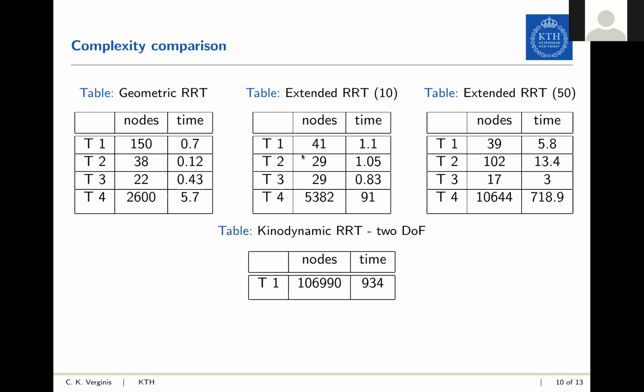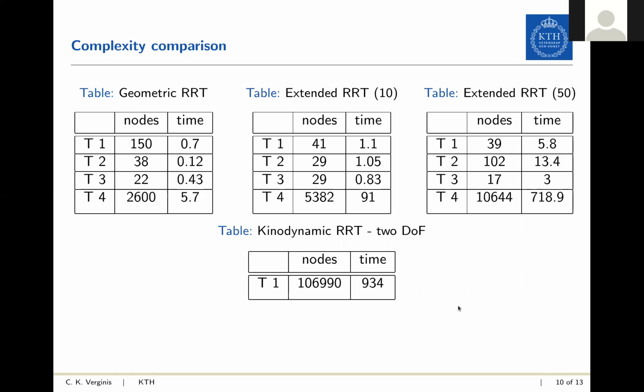We can see that the time taken is usually low, definitely compared to the kinodynamic RRT, which actually involves the dynamics. In our algorithm, the number of nodes is similar to the geometric RRT. The time taken is greater, of course, because we look in the extended free space. We sample more points, so in this case 10, and in this case 50. Of course, in this case we take more time.